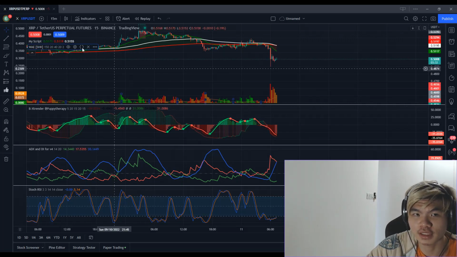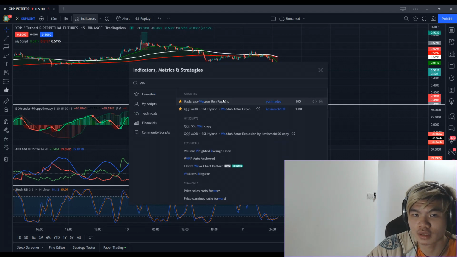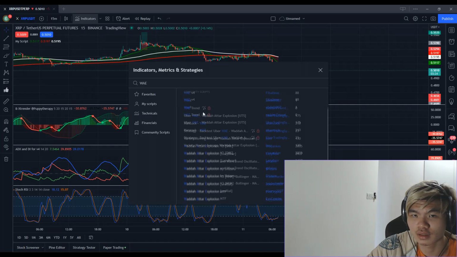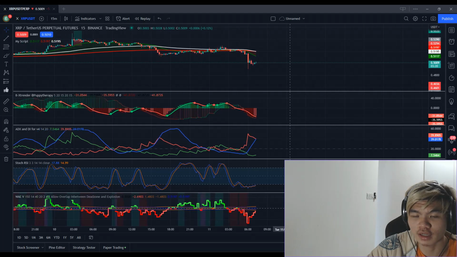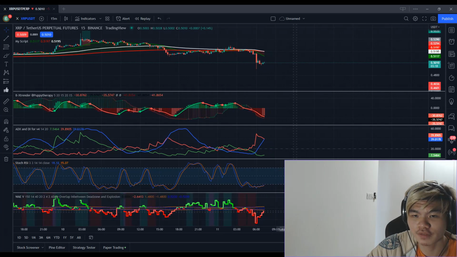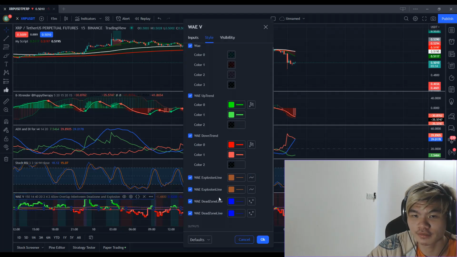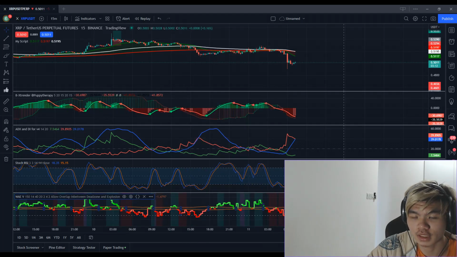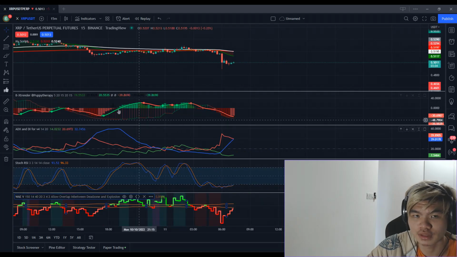Besides the WAE, I think we can use the updated version of WAE, which is the V4. I'm still testing this to see how well it works, but so far, as long as you can read this, you should be fine. For this, we get rid of the dead zone, and we're left with the two lines and the line here that shows us the volume of bulls and bears.